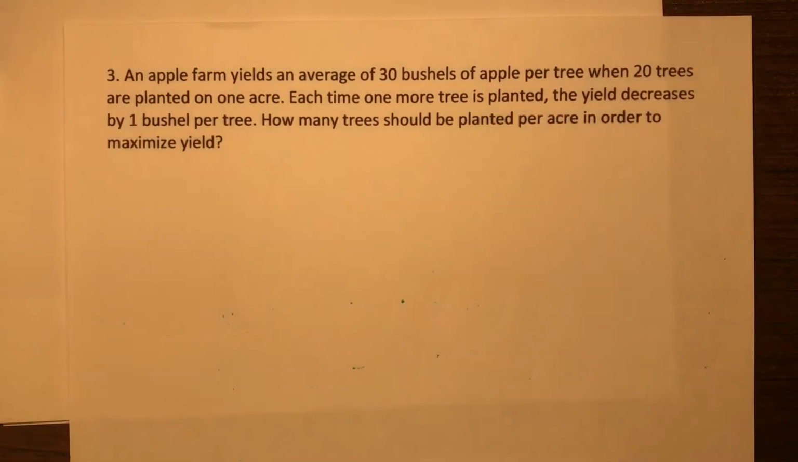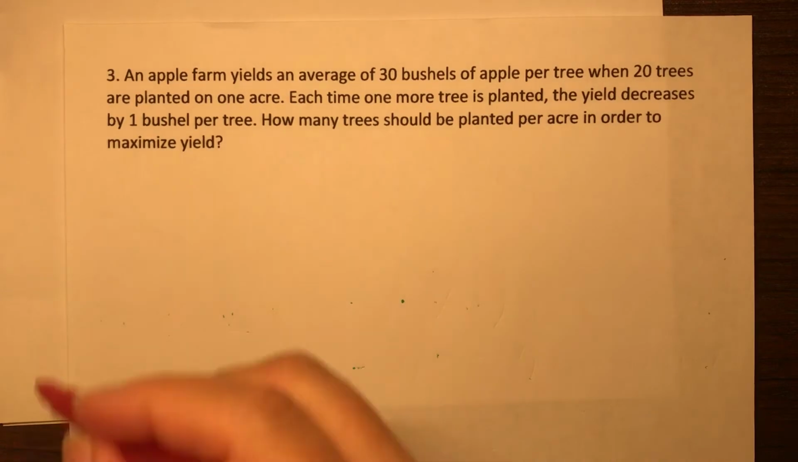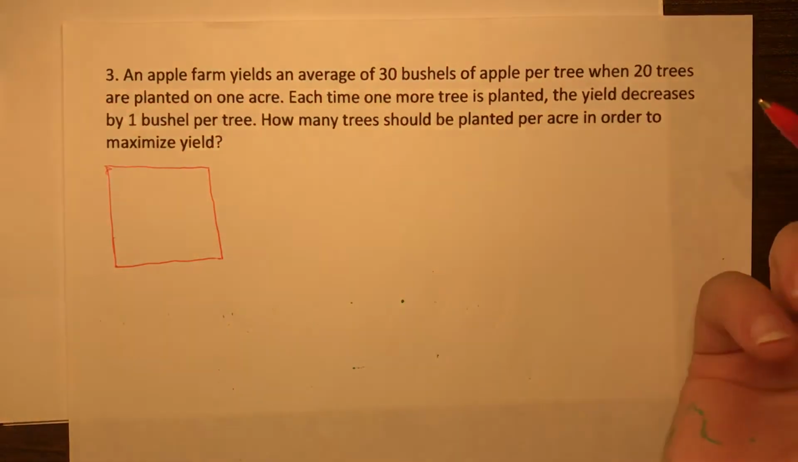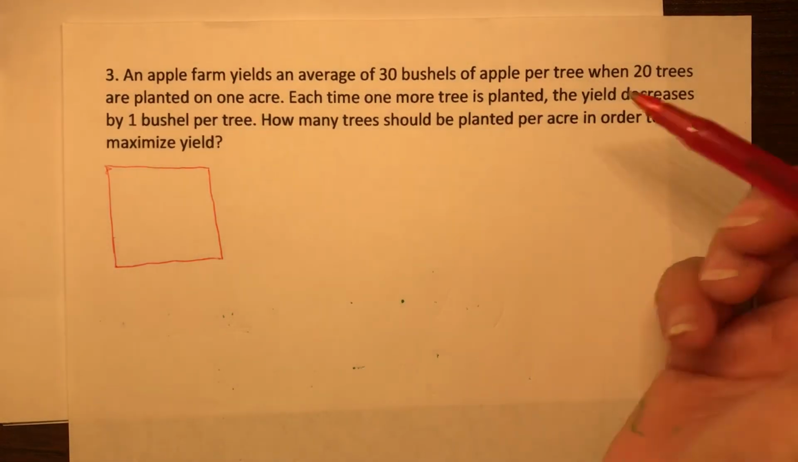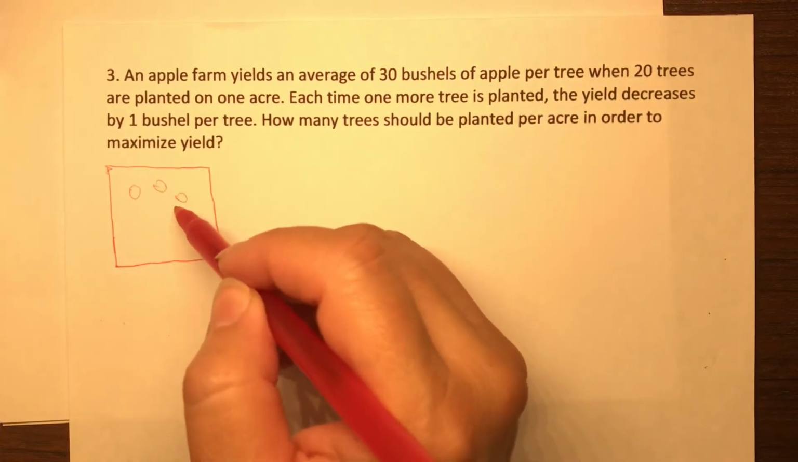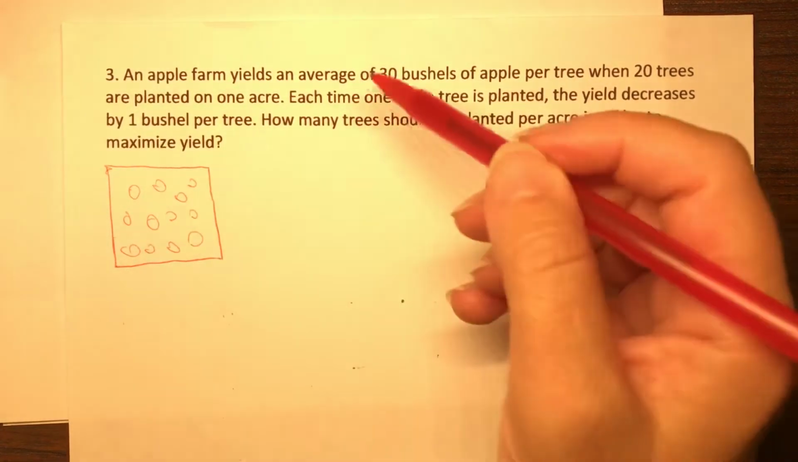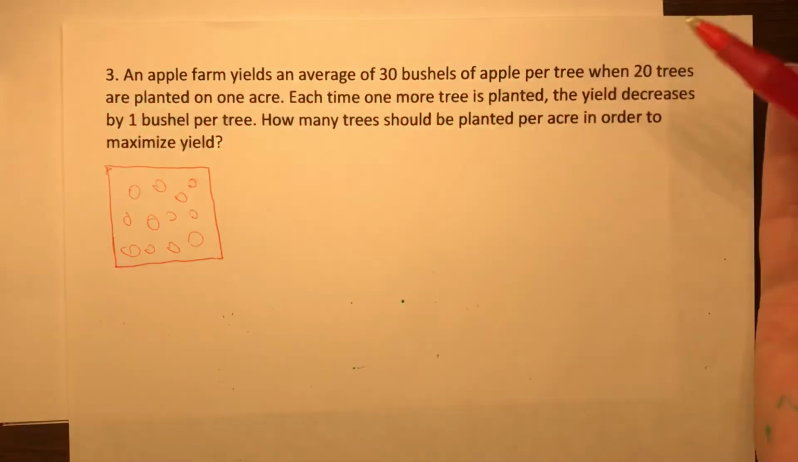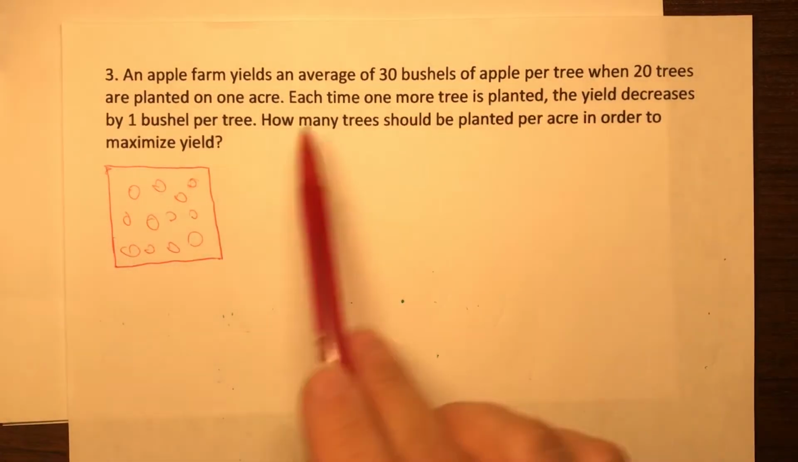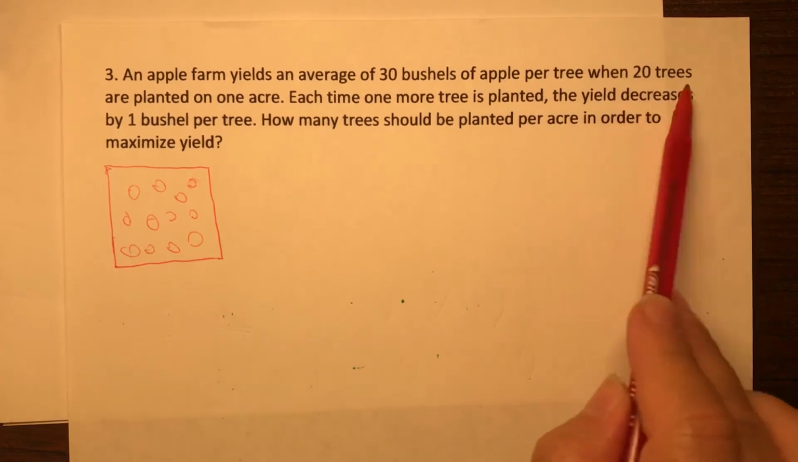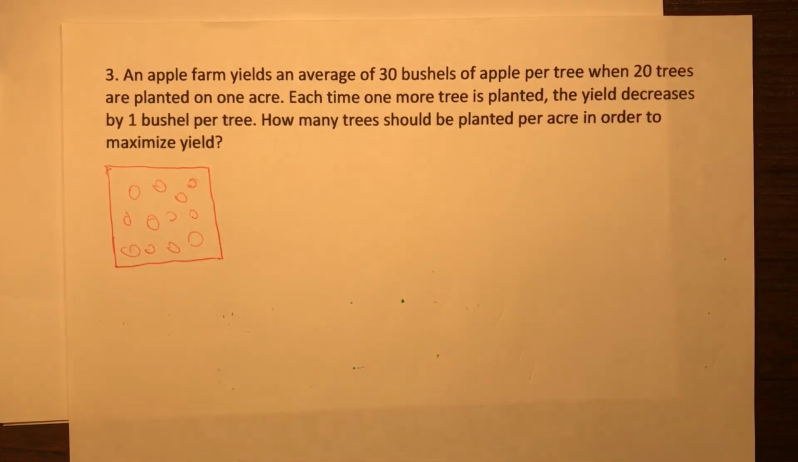So it doesn't have to be about money and prices. It's about the same type of increment. So this is what this story says. You got 1 acre of land and you put some apple trees, a whole bunch of them. And then each tree produces a certain amount of apples. So if you have 20 trees, then each tree will produce 30 bushels, right? Like basically baskets of apple.